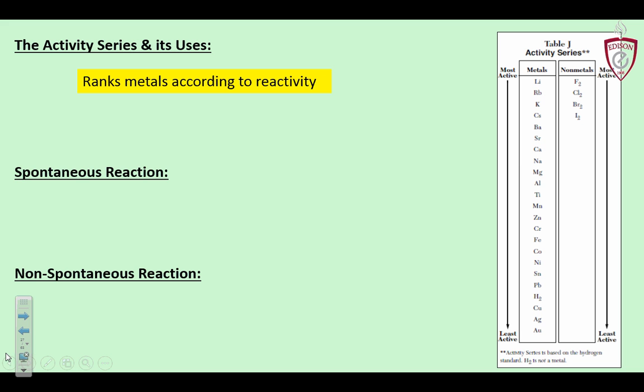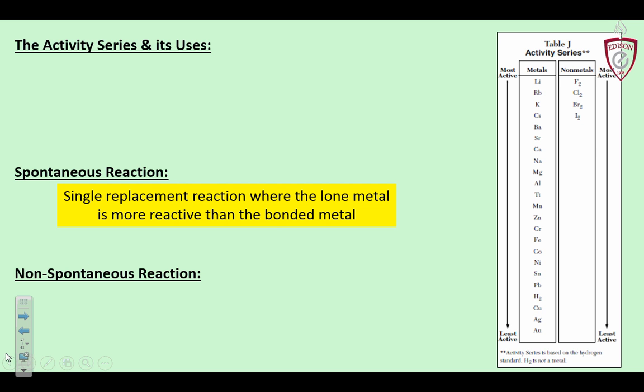Okay. In that same sense, reactivity. It does say right in the chart, most active on top, least active on the bottom, so we don't have to memorize that. We can figure it out. So the more reactive metal is on the top. Yep. And so a spontaneous reaction, what is it? It's a single replacement reaction where the lone metal is more reactive than the bonded metal. It will proceed forward without any additional energy input.